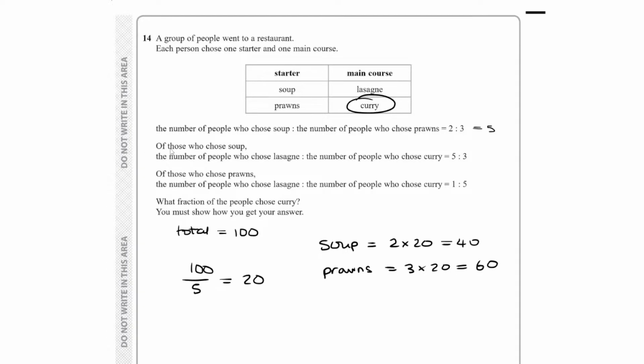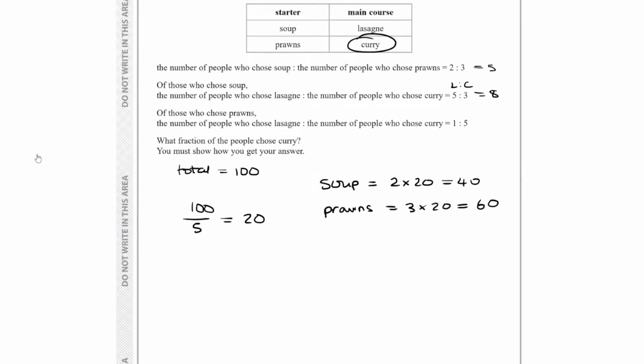Then, of the 40 people that chose soup, the number of people who chose lasagna to the number who chose curry is 5 to 3. That adds up to 8, which is convenient because 40 is divisible by 8. So 40 divided by 8 is 5. So the people who chose curry and soup is 5 times 3, which is 15.